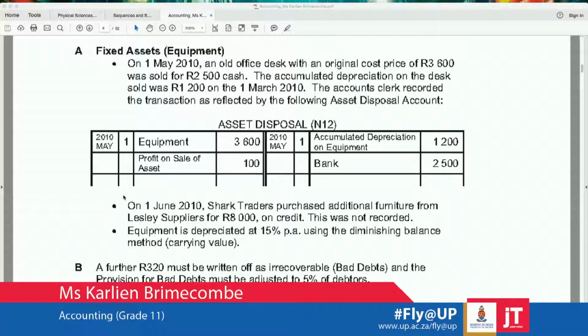So let's read the additional information. On the 1st of June 2010, Shark Traders purchased additional furniture from Leslie Suppliers for 8,000. This was not recorded, and equipment is depreciated at 15% per annum, diminishing balance method, carrying value. So, out of these 3, what have they done?